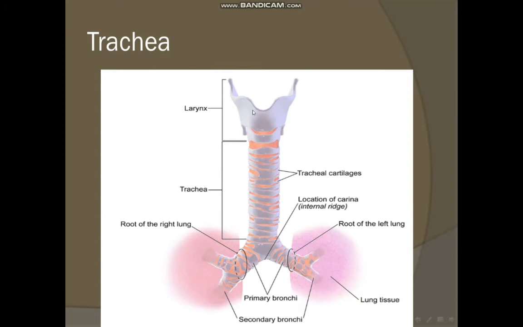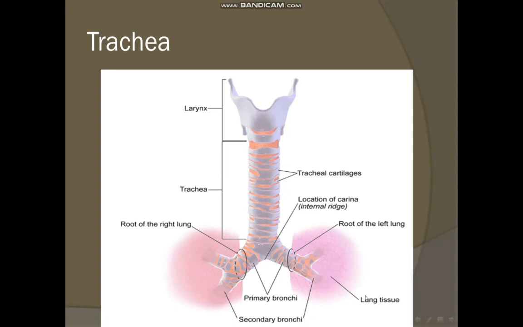Trachea. In this picture we can see the trachea. The thyroid cartilage is called the Adam's apple. The trachea consists of C-shaped hyaline cartilage, and the primary and secondary bronchi. It has the location of the carina.